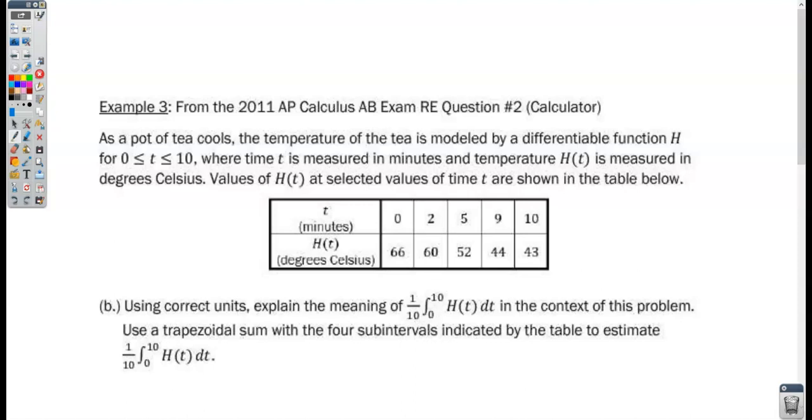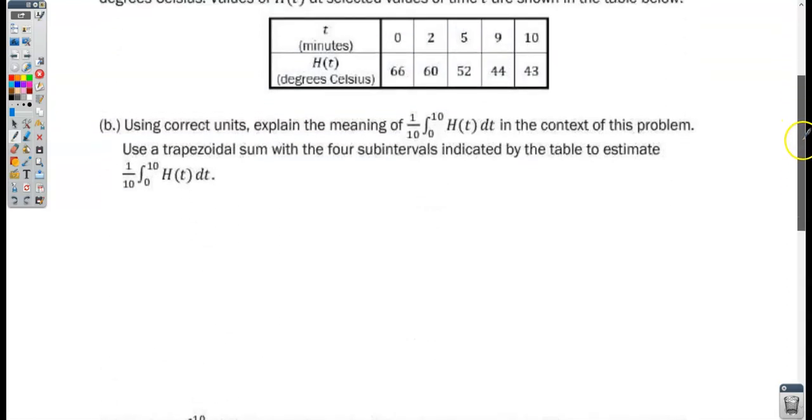I should say FR, not RE. Free response question number 2, calculator section. As a pot of tea cools, the temperature of the tea is modeled by a differentiable function h for 0 ≤ t ≤ 10, where time t is measured in minutes and temperature h(t) is measured in degrees Celsius. Values of h(t) at selected values of time t are shown in the table below.